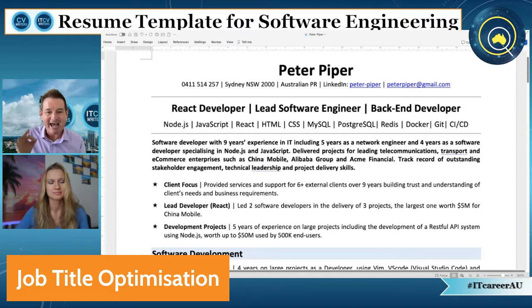So job titles are absolutely critical. We feature them here. They're also featured in your professional experience. So you want to make sure you've got the right job titles. And you can have multiple job titles too. So if your last job title was senior engineer, you can put senior engineer, brackets, software developer. So you can make your own job titles, but they're absolutely critical.